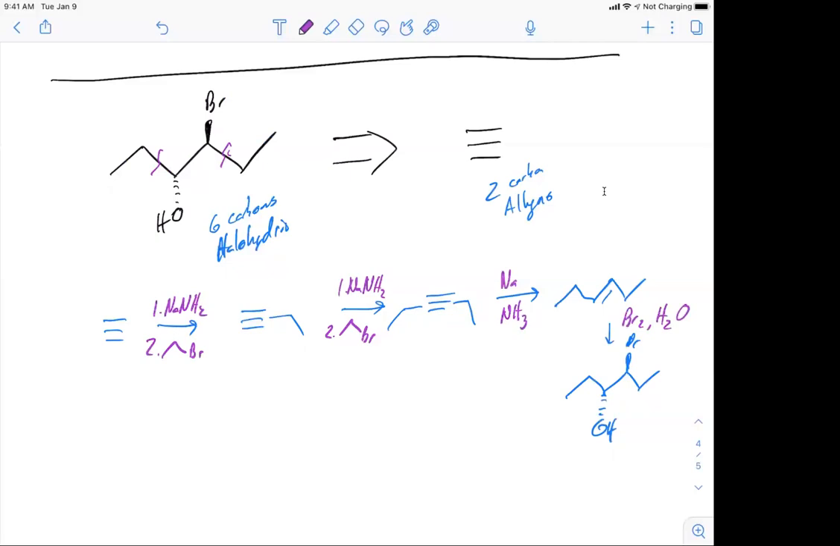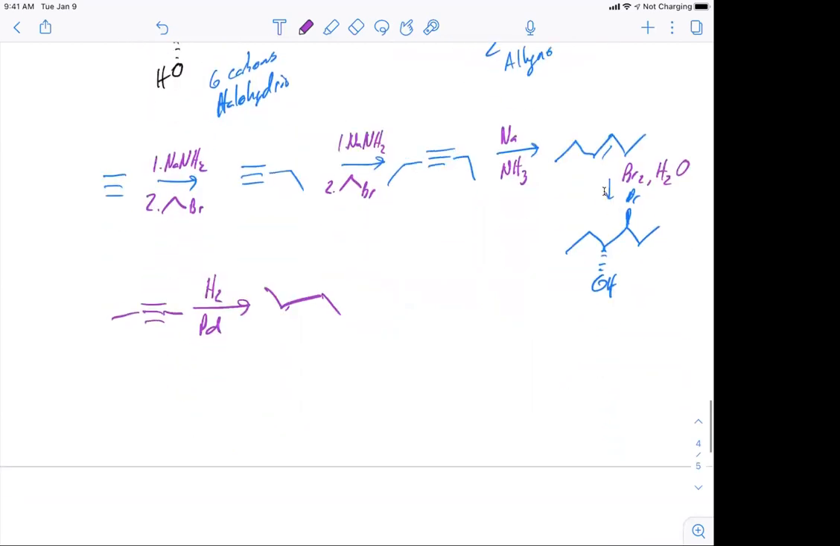Yes, sodium in ammonia for the alkyne to the alkene, not the alkane. To go from an alkene to an alkane, you just use hydrogen and palladium, and that will go to that, right?